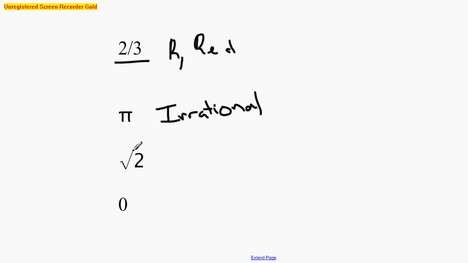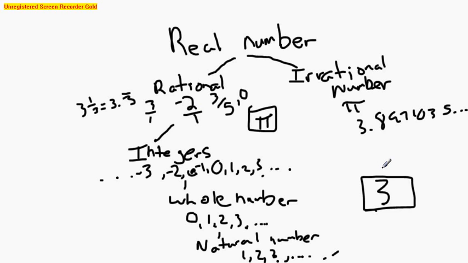Oh, square root of 2. This is something I did not talk about. Okay, so let's go back here real quick. Irrational numbers, these are the common ones. The other ones are things like square roots. Okay, so the square root of 3 is also irrational.